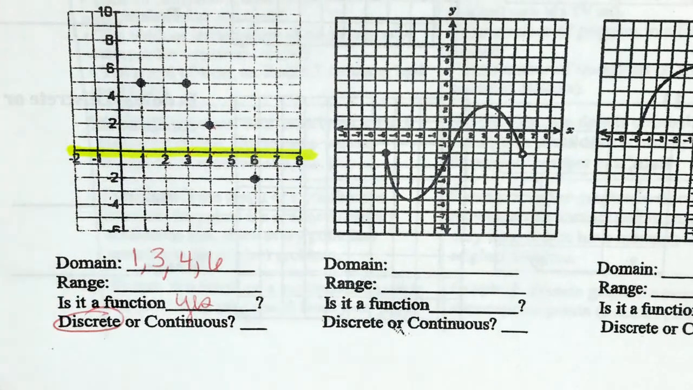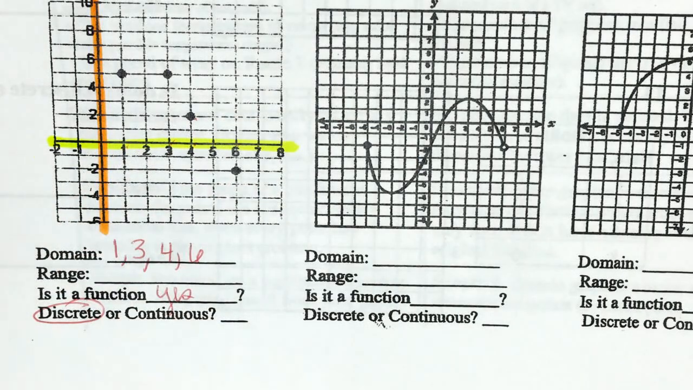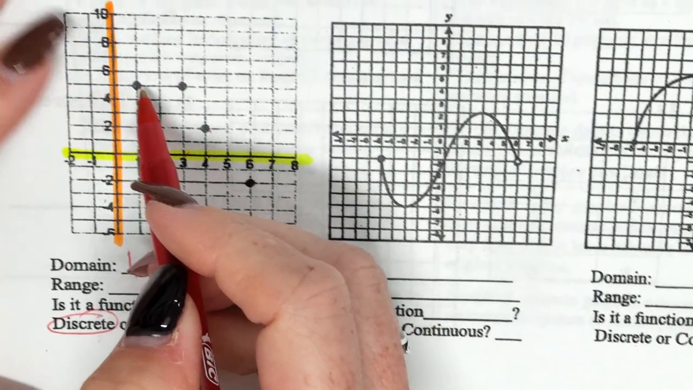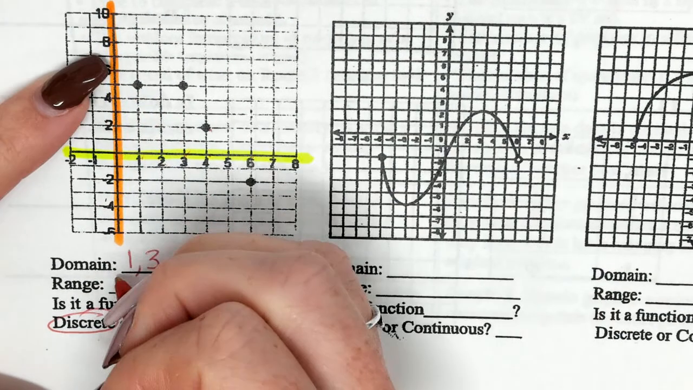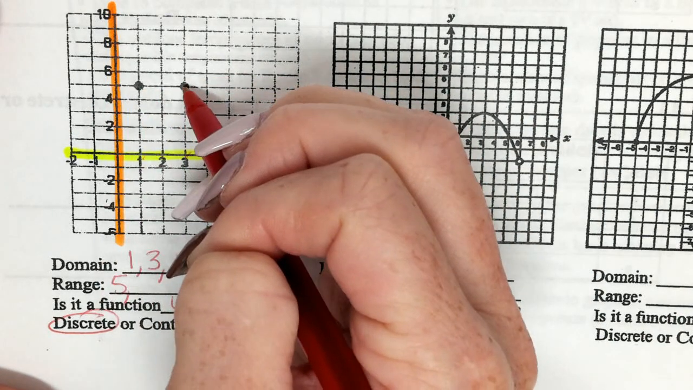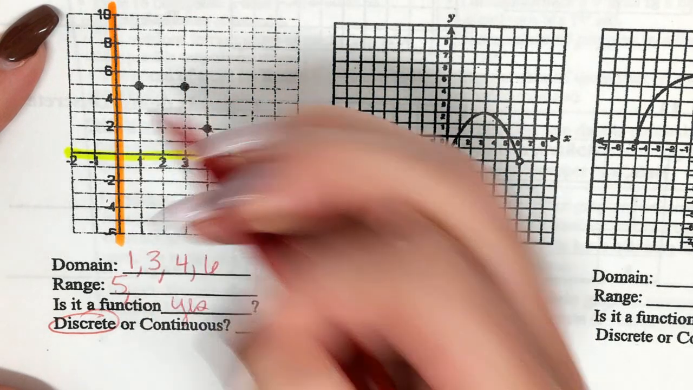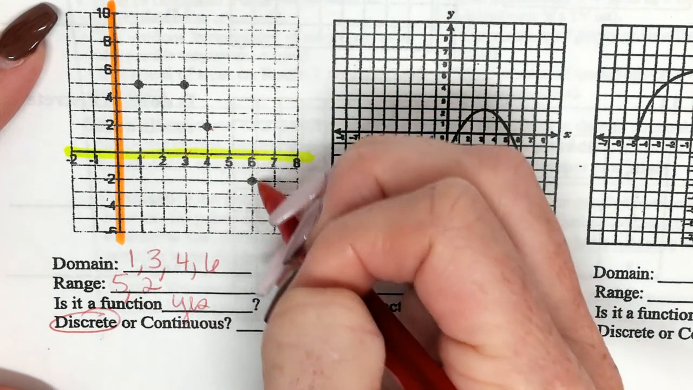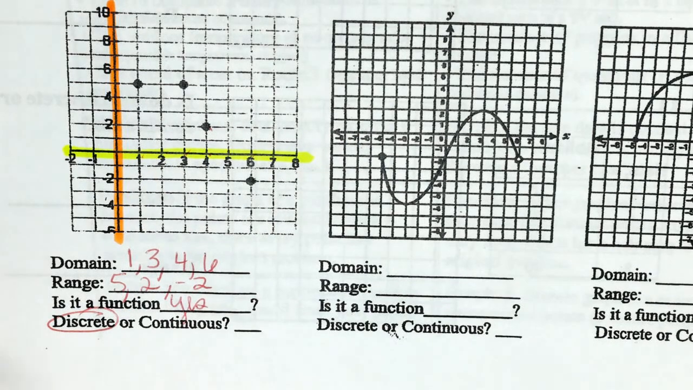Now for the range, I'm looking at the y-axis. I'm going to go to the first dot that I started with. What is the y value of that dot? Good. Go to the next dot. What is the y value? Do I need to write it again? No. Go to the next dot. What's the y value? 2. Go to the last dot. What's the y value? -2. Why was this a function? The x is never repeated, right?